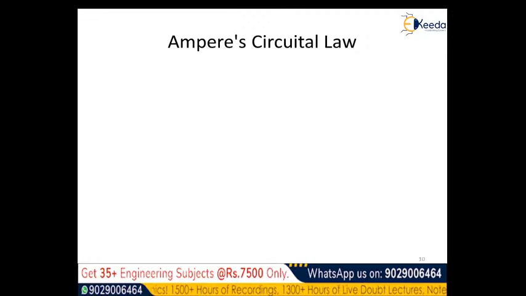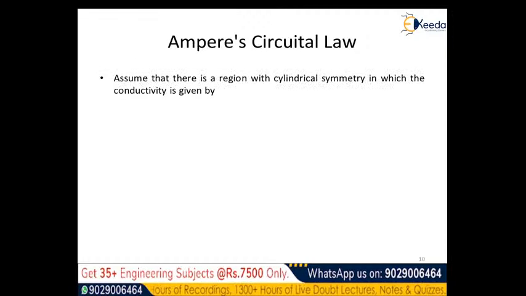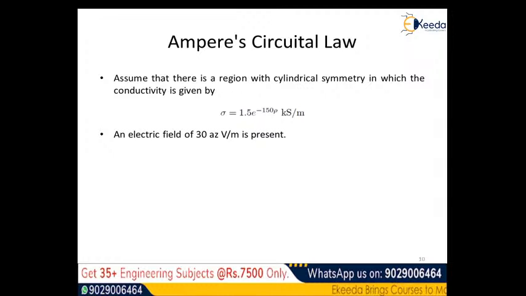So for this purpose, we start with the problem statement. Assume that there is a region with cylindrical symmetry in which the conductivity is given. Here we have sigma equal to 1.5 e to the power minus 150 rho, and the unit is kilo Siemens per meter here, and an electric field of 30 a_z volts per meter is present.